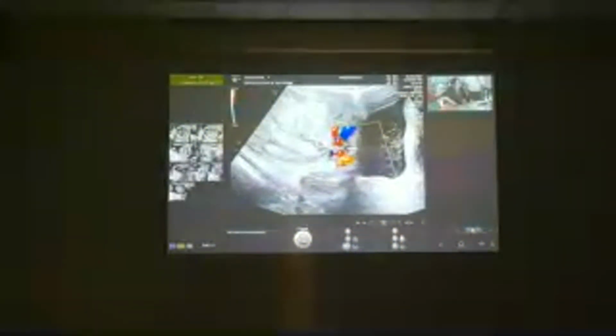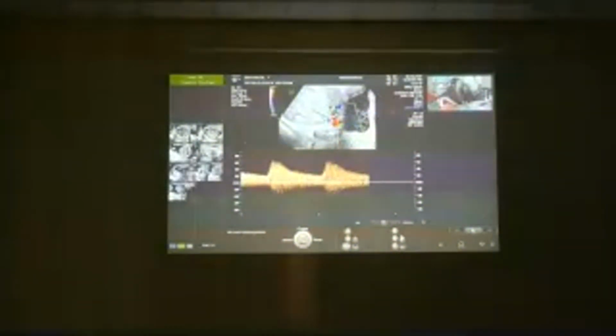After 20 weeks. So document the cervix. It's not necessary to document the uterine artery every time, but we can.